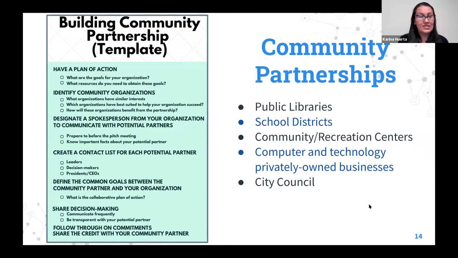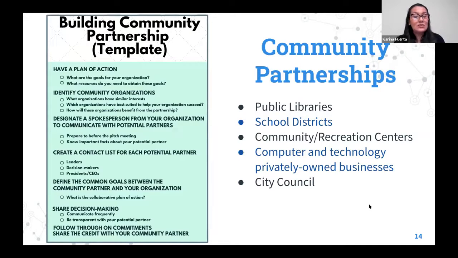On the left of the screen, you see a template. This template roughly explains what to have in mind before you reach out to a potential partner. So as the image says, have a plan of action. So have in mind the goals of your organization and what resources you need to obtain these goals. Identify community organizations that have similar interests that will help you meet your goals. Designate a spokesperson from your organization. Create a contact list. So who are you reaching out to? Who do you want to talk to?